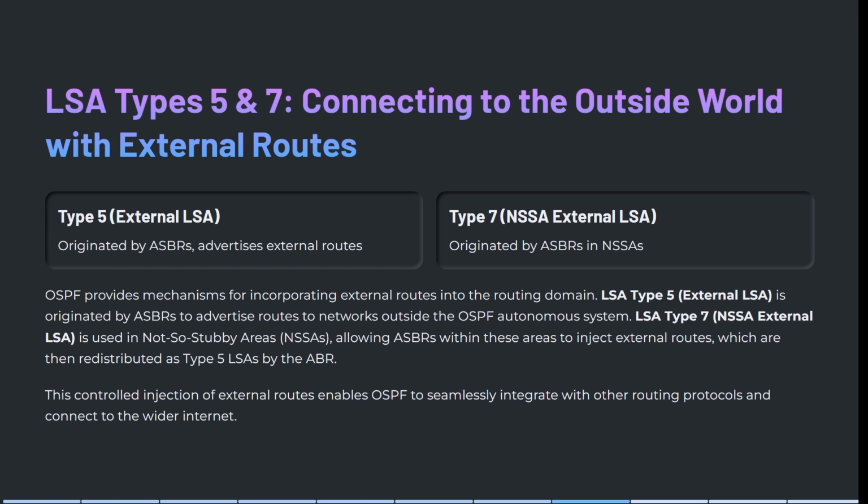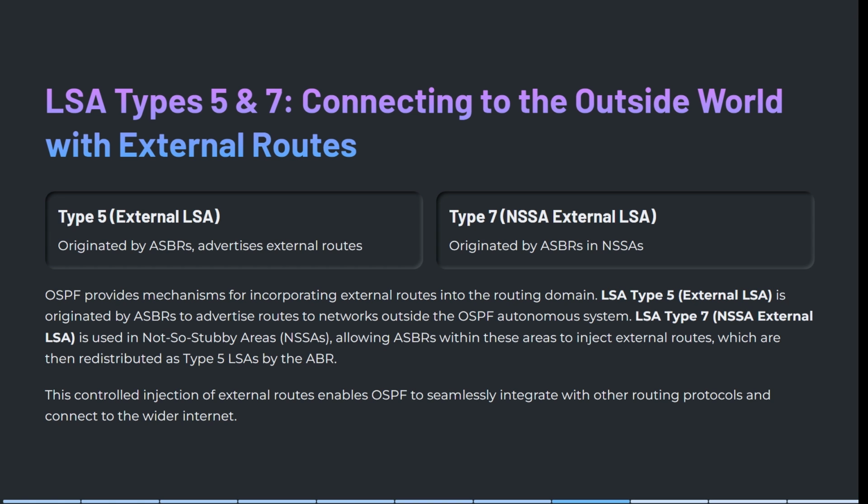LSA Types 5 and 7, connecting to the outside world with external routes. Type 5, External LSA, originated by ASBRs, advertises external routes. Type 7, NSSA External LSA, originated by ASBRs in NSSAs. OSPF provides mechanisms for incorporating external routes into the routing domain.